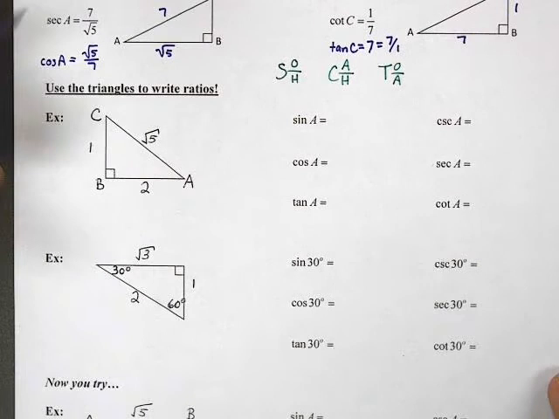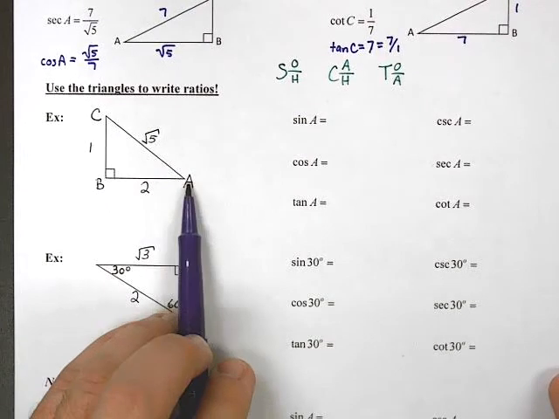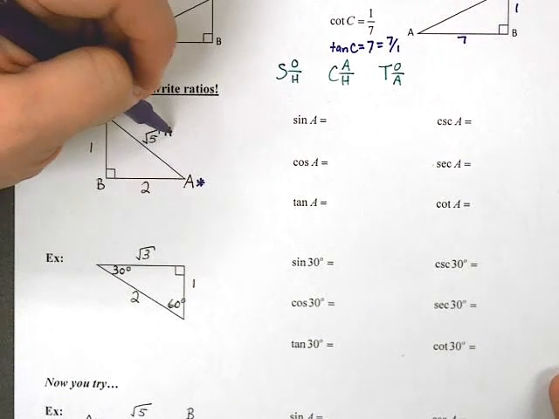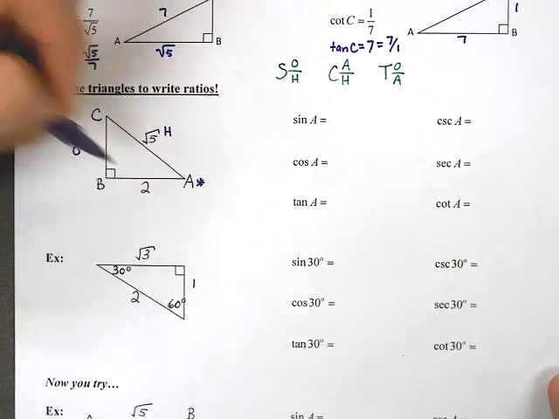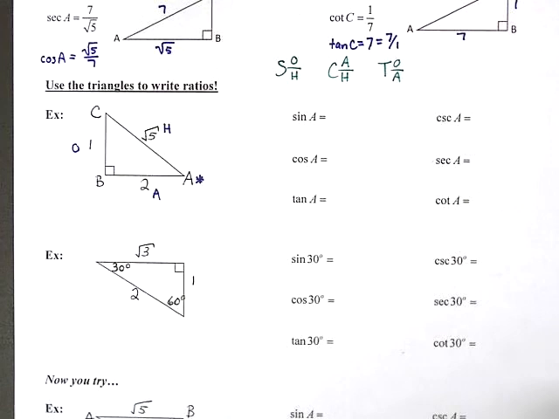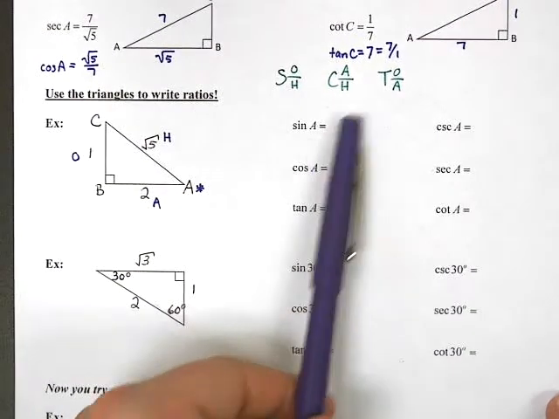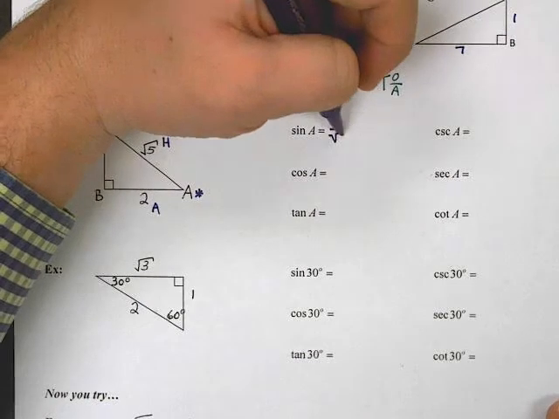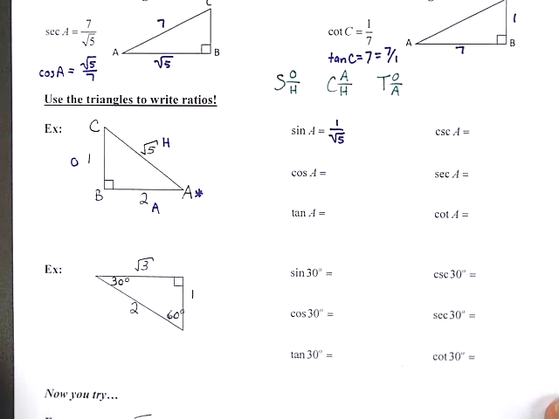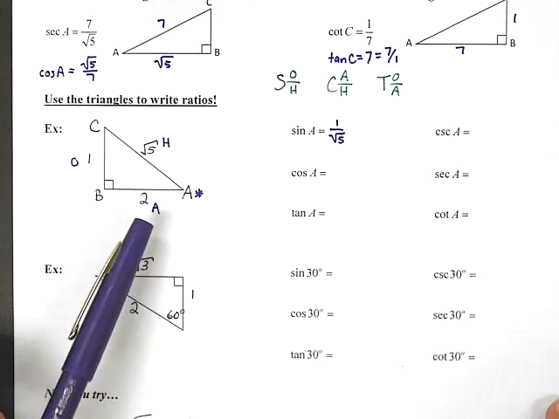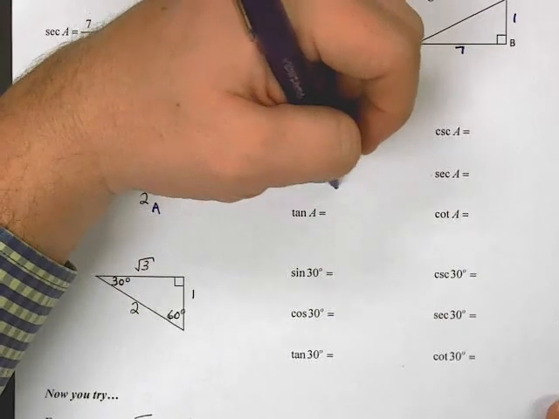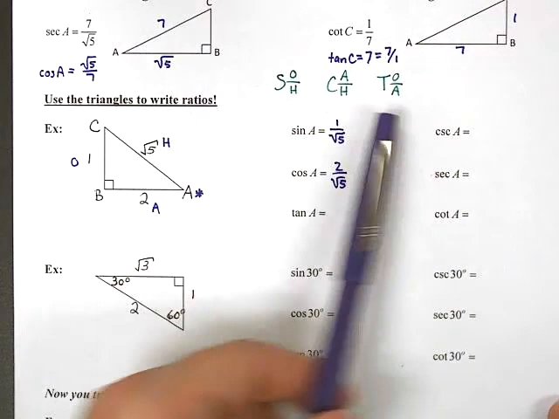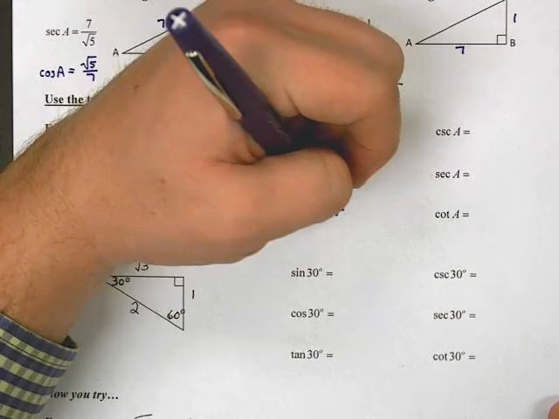Sine of A. We're over here at angle A. You could put a star, asterisk, whatever. Of course, then this is my hypotenuse, opposite, adjacent. And now I know that I just followed these rules. So sine is opposite over hypotenuse, 1 over root 5. Cosine, adjacent over hypotenuse, so 2 over root 5. Tangent, opposite over adjacent, 1/2.